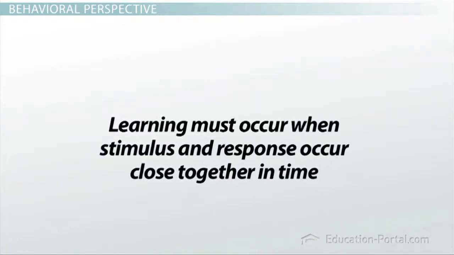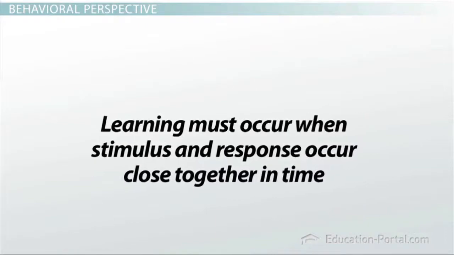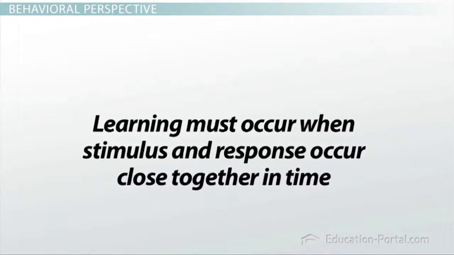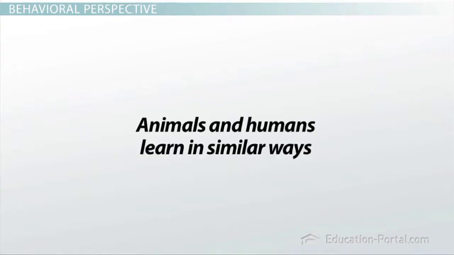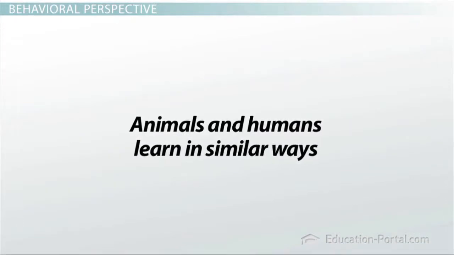Assumption 4, learning must occur when stimulus and response occur close together in time. Learners must associate their response with a stimulus, and in order for that to occur, the two must happen in conjunction with each other, or in other words, be contiguous. And finally, animals and humans learn in similar ways.